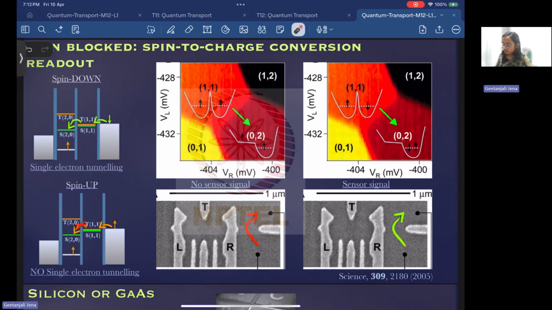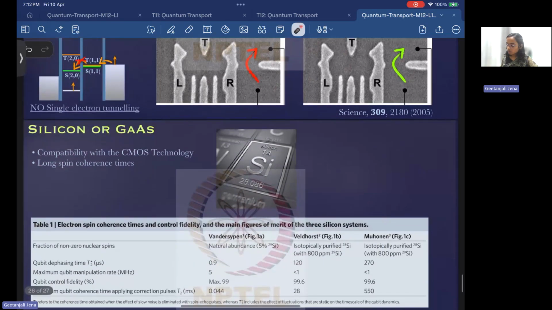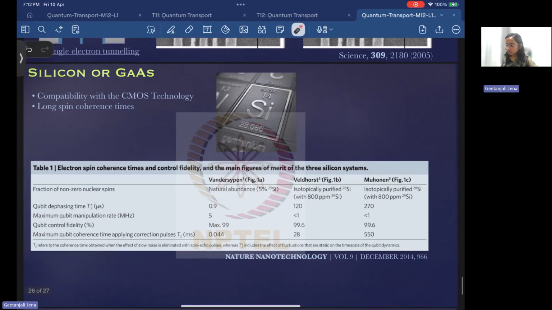Based on this, we can record the current through this QPC region. Here, there won't be any current. Here, we'll record a change in the current. So based on this, we can easily say whether the spin up state or the spin down state was occupied. So let us wrap up our concept.